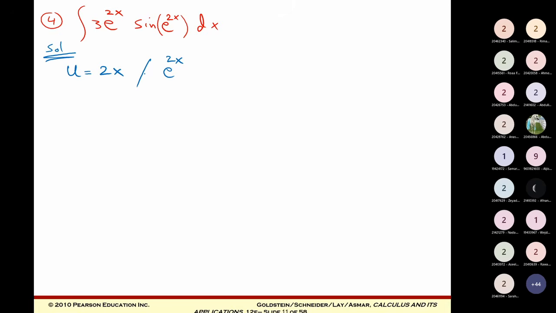If we put u equal to 2x, this is du equal to 2 dx. So, can we remove anything? No. So we have 3 e to the power u sine e to the power u, and dx equal du over 2. Okay.